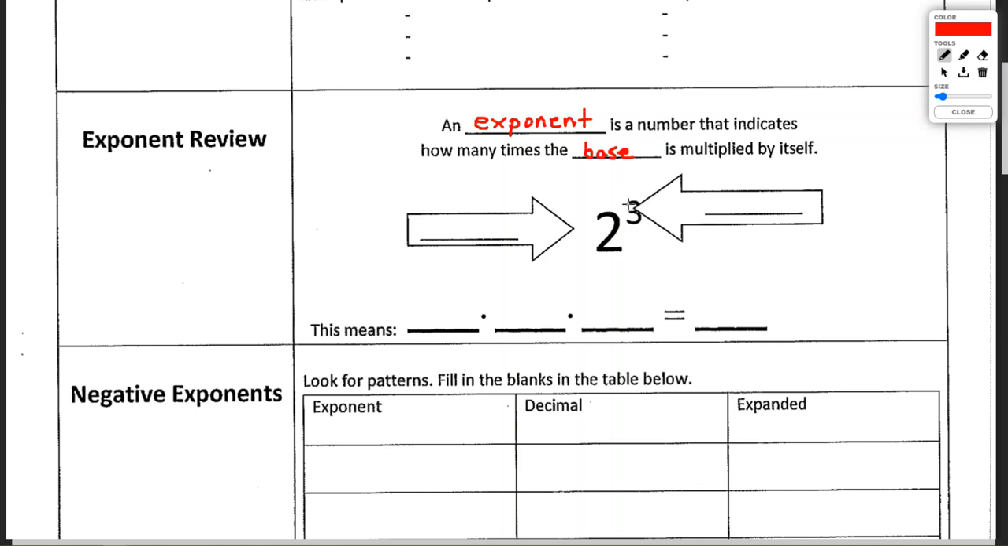So the exponent in this case is the 3. The exponent is the number that's in superscript, above the first value. And this tells us it's an exponent, not just a regular number. The base would be the 2. It's the number we're multiplying. So the base tells us we're going to be multiplying 2's, and the exponent tells us we're doing that 3 times. So this is shorthand for multiplying 2 times itself 3 times. 2 times 2 times 2. 1, 2, 3 of them. Which would be equal to 2 times 2 is 4. 4 times 2 is 8.